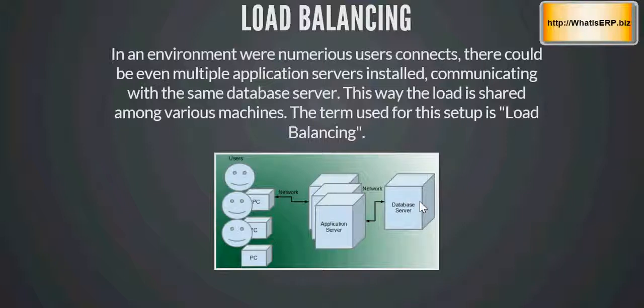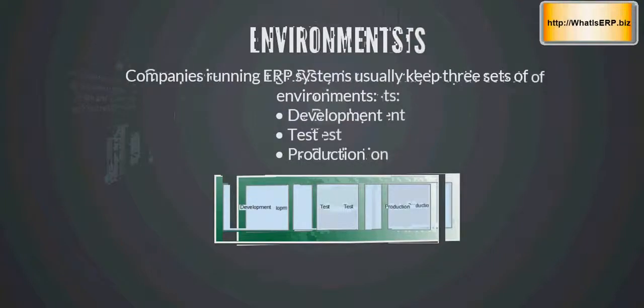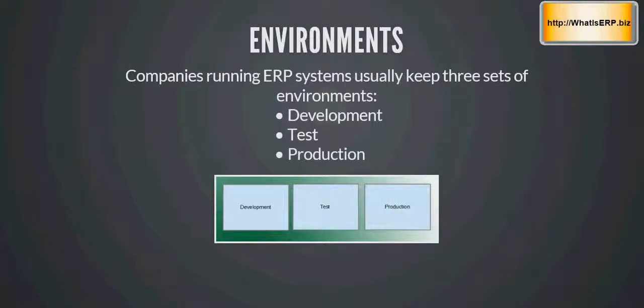So this was a discussion about the tiers. Let's talk about environments. Usually a company would have 3 or 4 environments: development, testing, and production. Each environment would require the 3-tier system, and in each tier there could be multiple servers.